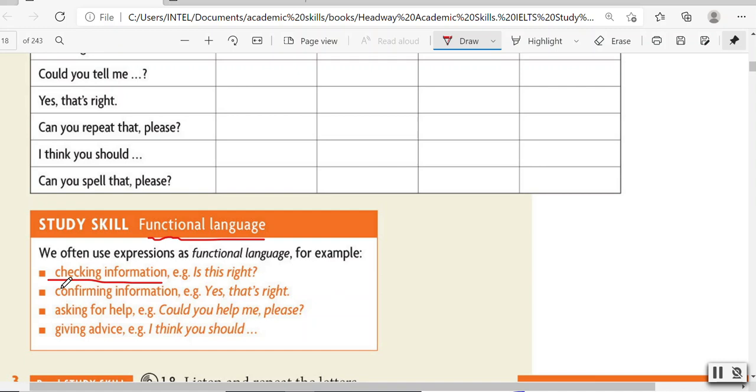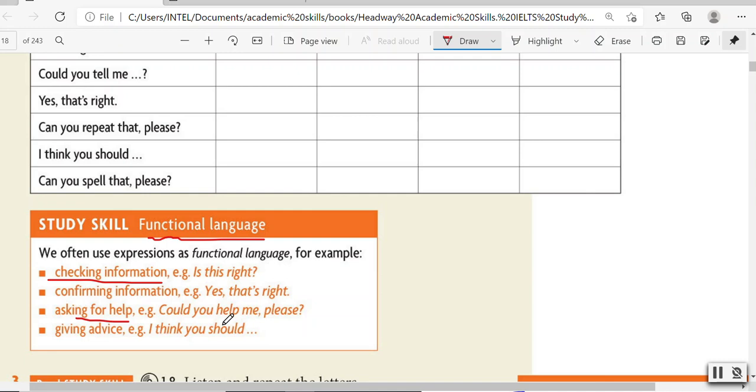Before that we mentioned a lot of expressions that we can use for checking information, and confirming information, also asking for help and giving advice. For checking information: Is that right? Can you spell it? Can you repeat it? Can you say that again, please? And for confirming information: yes, that's right. Asking for help: could you help me please?